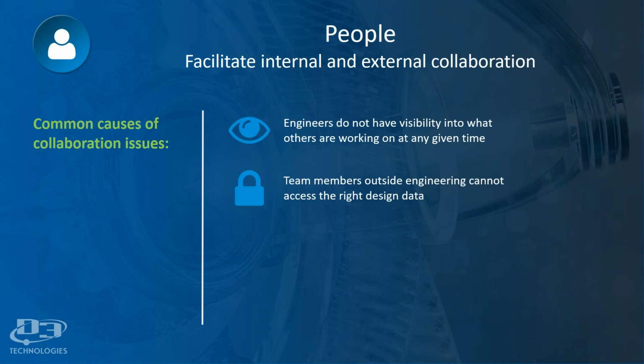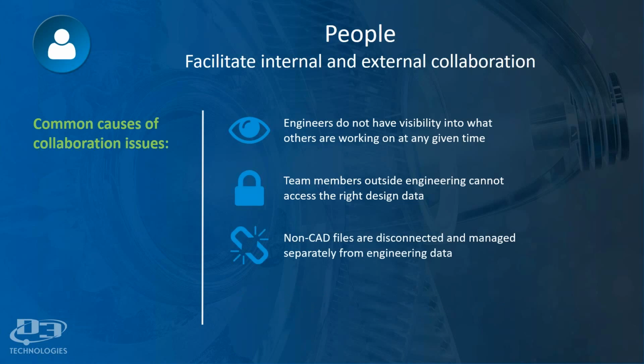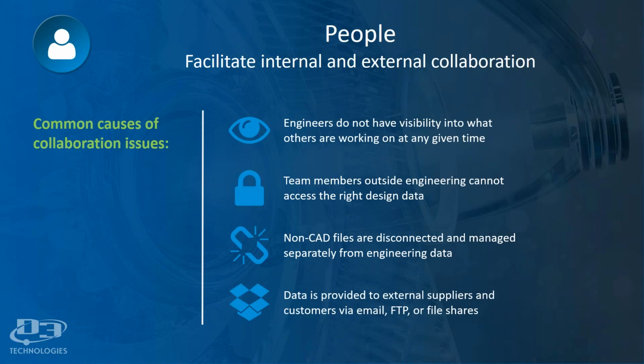Quotes, specs, maintenance reports, operating manuals, field service reports, assembly guides, inspection reports, service bulletins, and product feedback reports. All these are items that are managed separate from the design data. Sharing data outside of the organization usually happens by email, FTP, or services like Dropbox that are entirely uncontrolled by you.